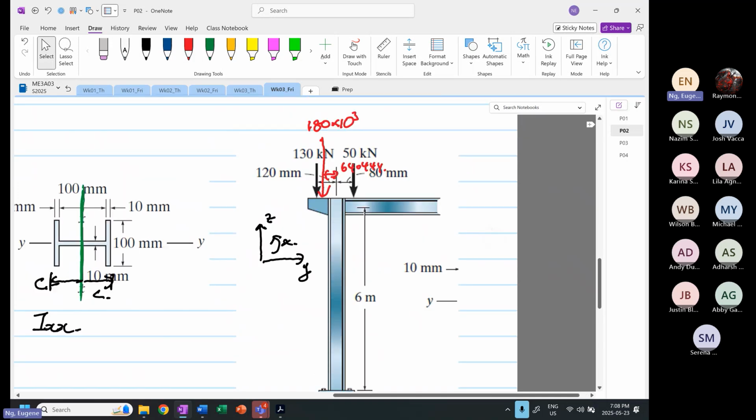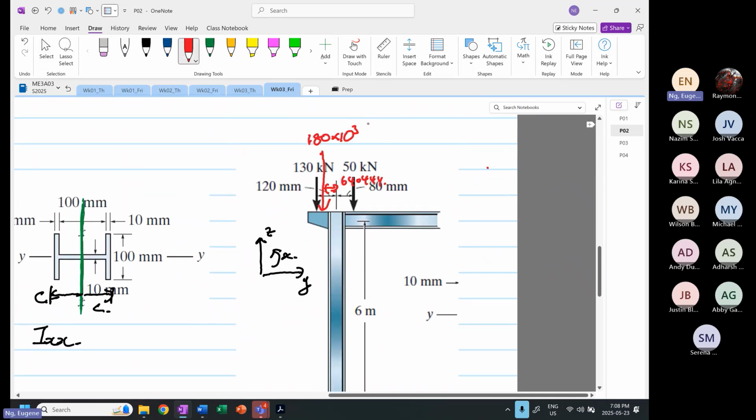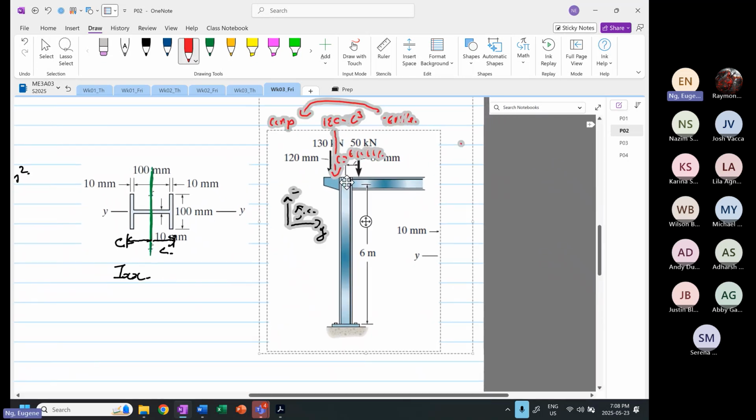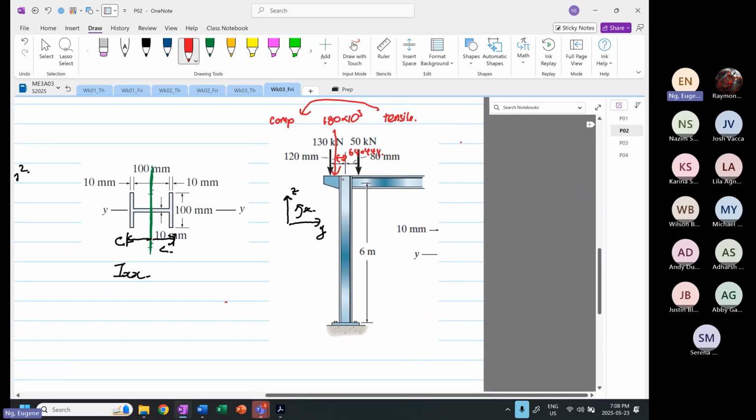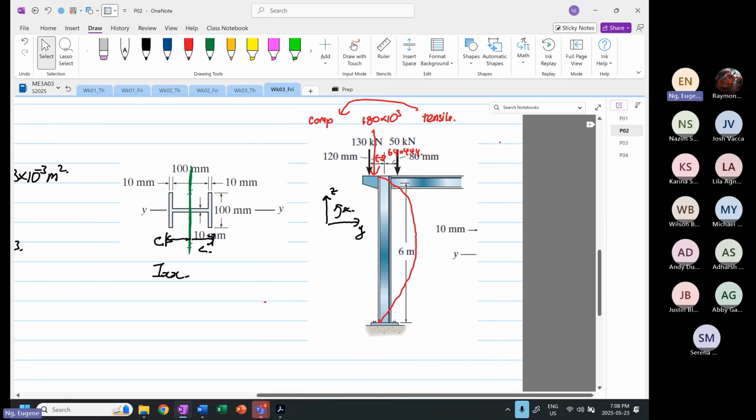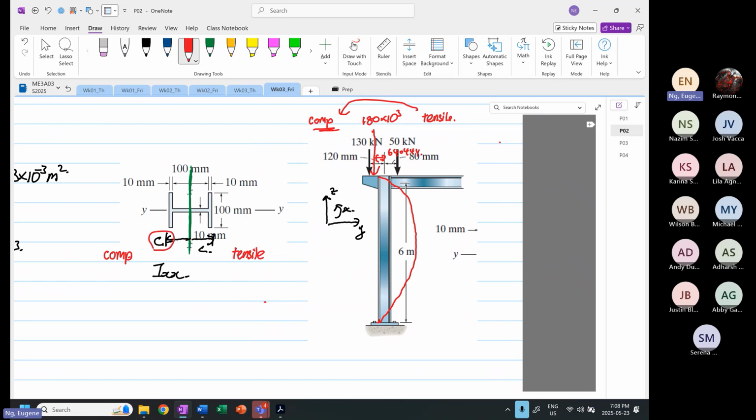Okay, so we realize that the moment vector will go this way, right? So this will be compression. Down here will be tensile. So the structure will deform this way. Okay, we know that for a fact. So the correct value to use, we have to use the compression side. So this is under compression, and this is under tensile. By right, we have to use this C value over here. But for this case, it does not matter because the left and the right is the same.